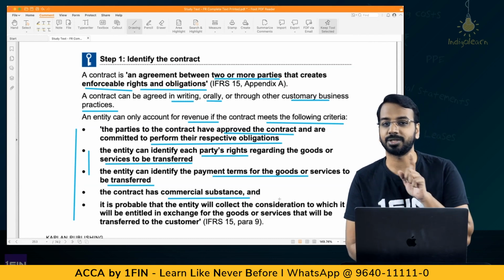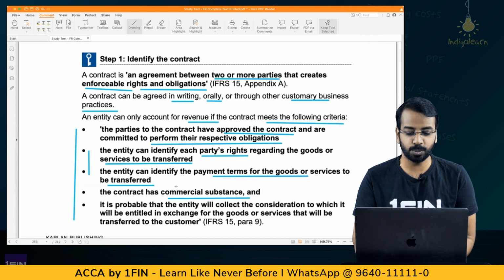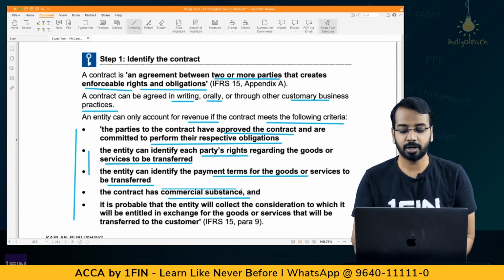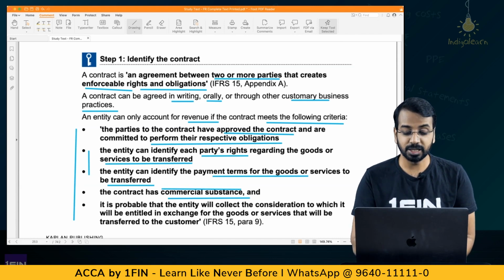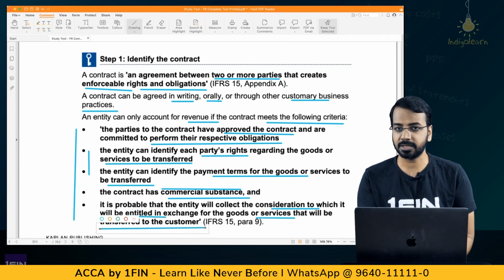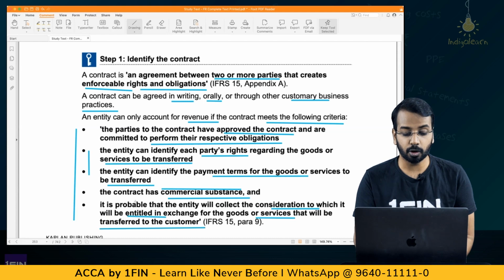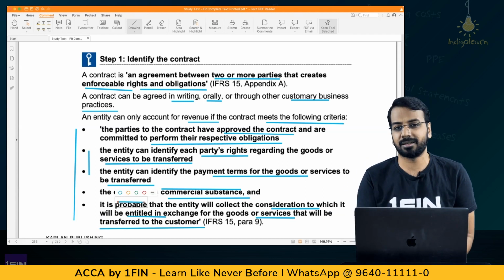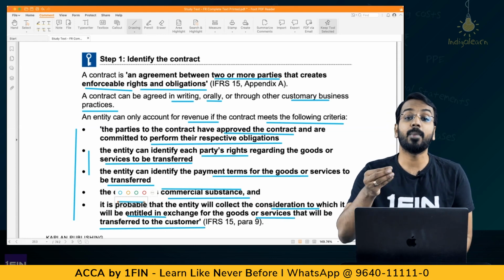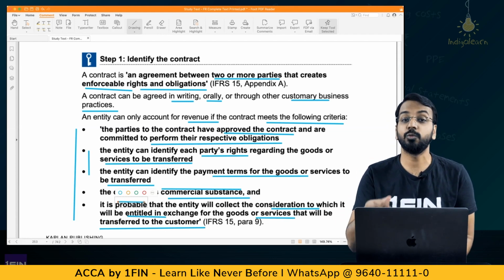So there will be a commercial substance, right? There has to be some form of commercial substance. And lastly, very important, it is probable that the entity will collect the consideration to which it will be entitled in exchange for goods or services that will be transferred to the customer. Very, very important condition. It says that it is probable, meaning greater than 50% chance, that the entity will collect the amount from the customer to which it is entitled.